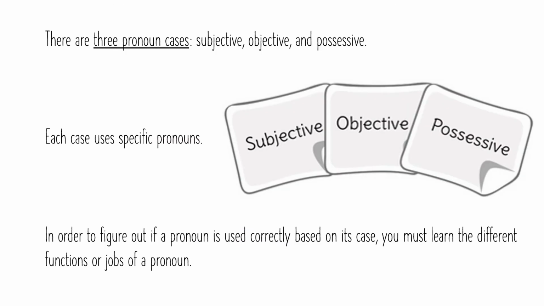There are three pronoun cases you need to know when we're working with pronouns. They are subjective, objective, and possessive. Each of these cases uses a specific set of pronouns. So in order to figure out if a pronoun is used correctly based on its case, you must learn the different functions or jobs of a pronoun.